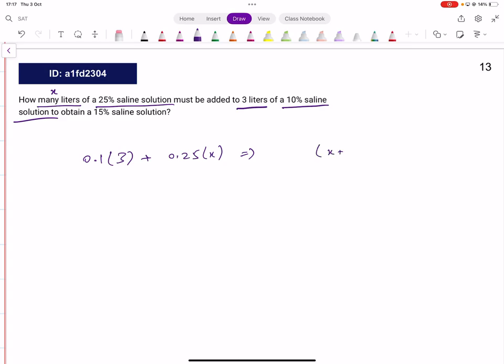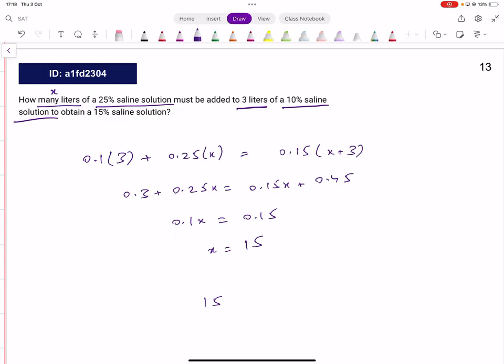What's the total amount of solution that we have now? The total amount is X plus 3. We had 3 liters of 10% saline solution, X liters of the other solution. We want 15% of this to be salt, so we say 0.15 into X plus 3. That's an equation that we get. We can solve this to find the value of X. 0.3 plus 0.25x equals 0.15x plus 0.45. 0.1x equals 0.15 and x equals 15. So you would need to add 15 liters.